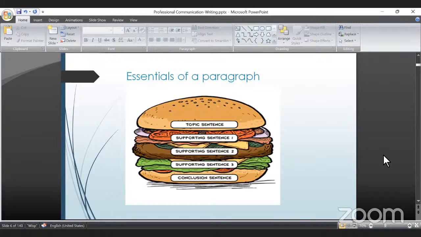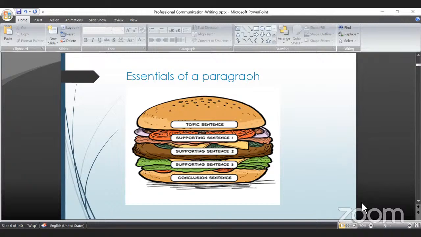Structurally, what elements or components do I look for in a paragraph when I'm making it? What do you see here? You see the picture of something like a hamburger, right? And this tells you that there is a top layer and a bottom layer, very much like a burger, in the paragraph. And in between, you have several layers which you refer to as the supporting sentences.